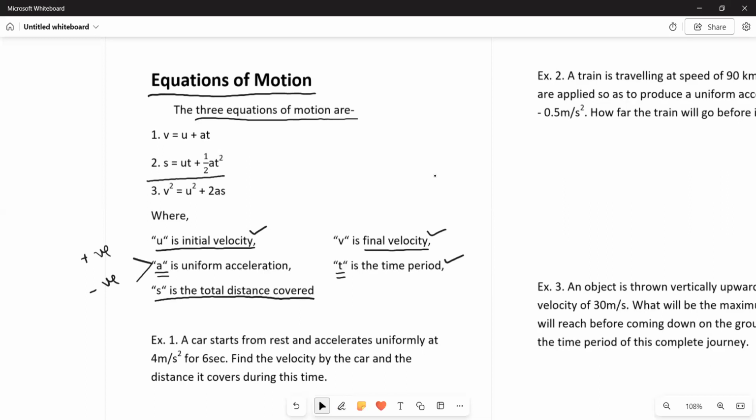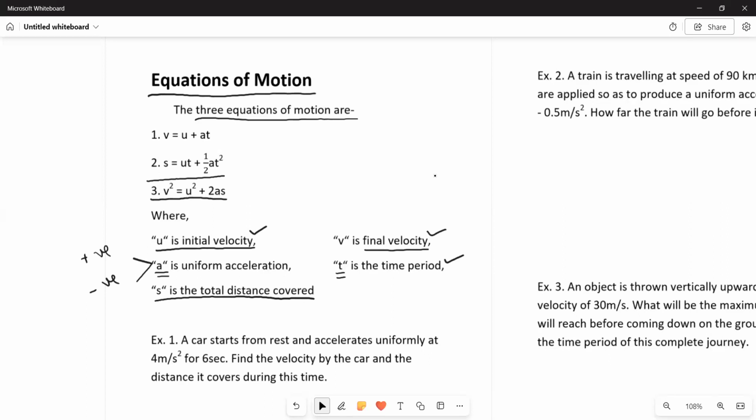And our third equation is V square equals U square plus 2AS. Right? So V will be the same, the final velocity, U will be our initial velocity, A will be our acceleration, and S will be the total distance covered.